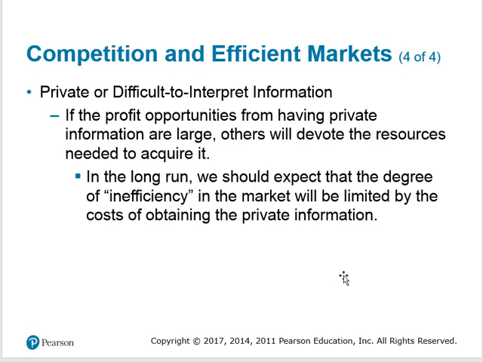So if profit opportunities from having private information are large, if there's lots of opportunities, other people are going to devote a lot of resources to try to get this information. But if the information is very difficult to get, in the long run, we should expect that the degree of inefficiency in the market is limited by the cost of obtaining this information. Since the information's hard to get, it's going to be hard for people to get it and trade on it.